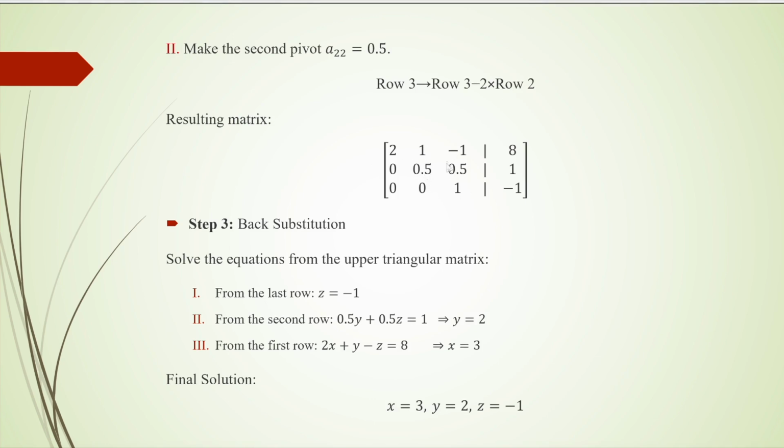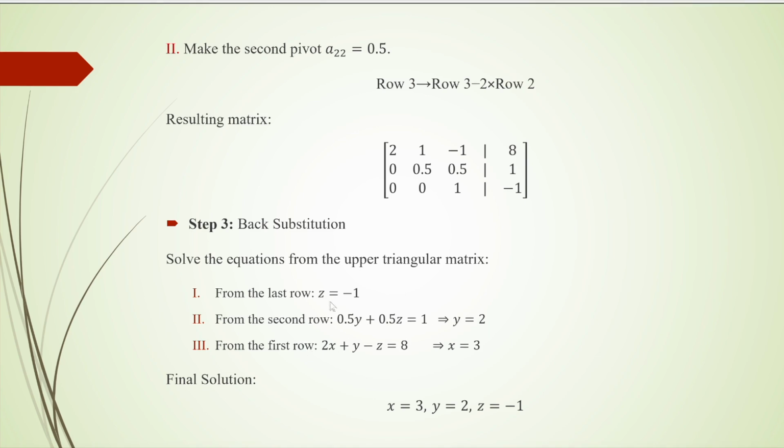We have already converted this, and by next step 3, we have to solve this equation by back substitution. From the last row we get that z equal to -1. This is z, this is for y, and this is x. Then from the second row we get 0.5y plus 0.5z equal to 1, and we have already got the value of z equal to -1, so we put this value z equal to -1 in this equation. Then we get the value of y equal to 2.